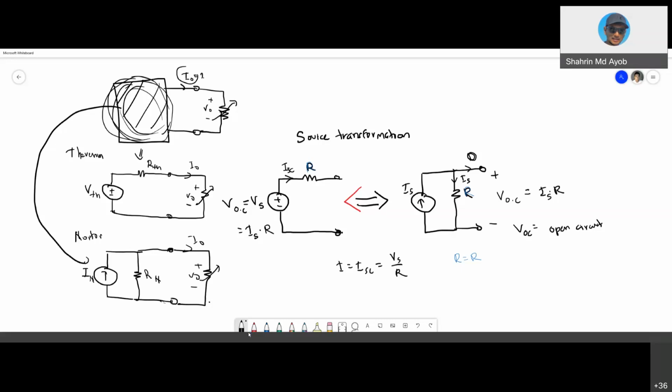In the video, you need to watch how to obtain V Thevenin and R Thevenin, and so on, IN and also RN. These theorems are interchangeable, meaning that if you get the Thevenin equivalent circuit, you can transform it into a Norton equivalent circuit because this is correlated with the source transformation. So that is all about Thevenin and Norton.